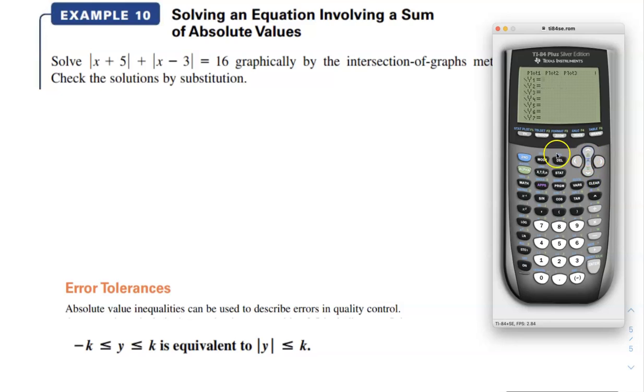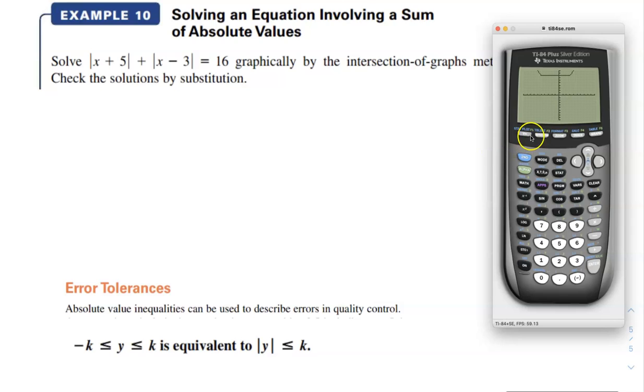So we're just going to go math, absolute value, x plus 5, plus math, absolute value, x minus 3. And then here we're going to substitute 16. Now when I graph this, notice how it's 16. So I'm going to hit graph right now, but we're not going to see an intersection because it's all the way up at 16.